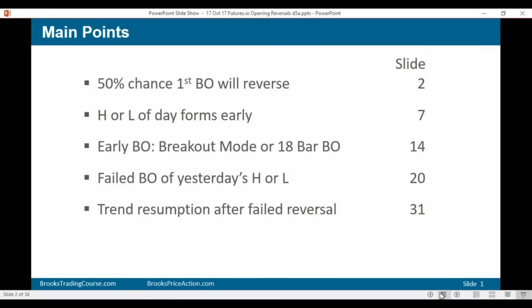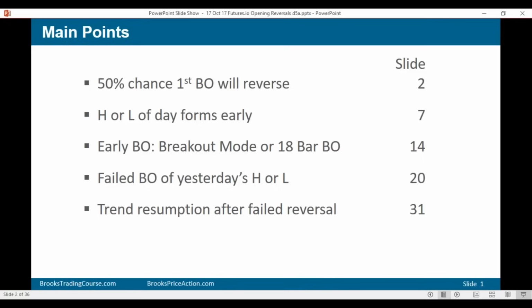I'm going to talk about two kinds of breakouts that occur during the open. One is what I call a breakout mode setup, and then the other is a breakout of the range of the first 18 bars. And then there's another pattern. If I have time, I'll talk about that as well.